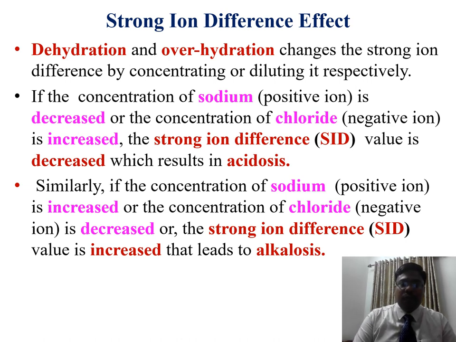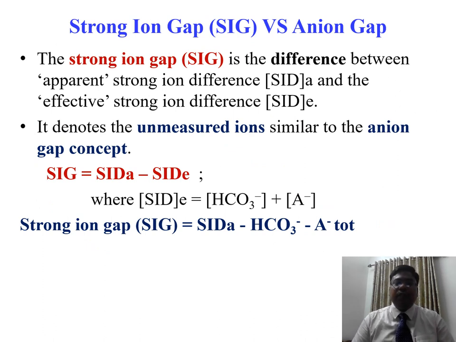That leads to alkalosis. Strong ion gap is the difference between the apparent strong ion difference and the effective strong ion difference. So it denotes unmeasured ions. This concept is similar to the anion gap concept. So strong ion gap is equal to apparent strong ion difference minus effective strong ion difference. The effective strong ion difference, or the buffer base, is equal to bicarbonate plus A minus. A minus denotes the concentration of dissociated non-volatile weak acids, mainly albumin and phosphate. So strong ion gap is equal to apparent strong ion difference minus bicarbonate minus A minus TOT.